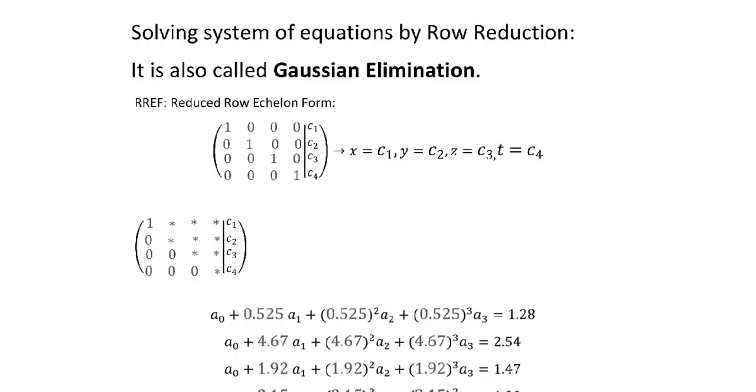This video is about using row reduction, also called the Gaussian elimination method, to solve a 4x4 system of equations. This time, I will use some complicated numbers, not integers, to show you how to do this.